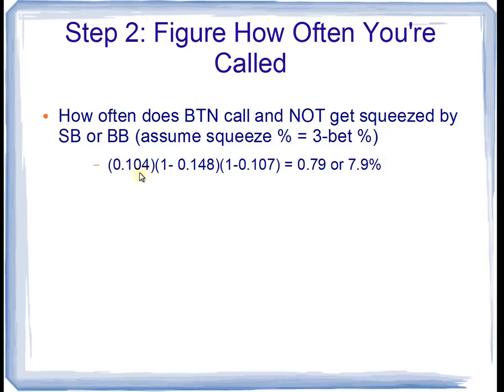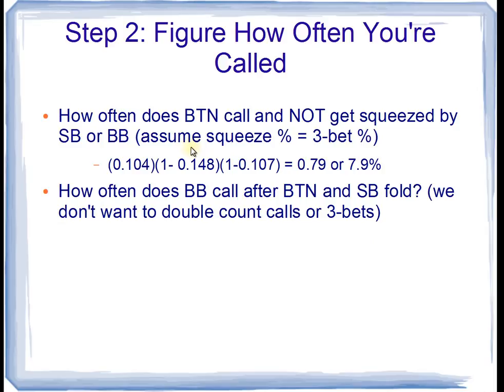So this is how often the button calls. This is how often the small blind does not 3-bet. This is how often the big blind does not 3-bet. We multiply them together and we see that the cutoff will open and get called by the button without the blinds squeezing 7.9%. Now, how often does the big blind call after the button and small blind fold?